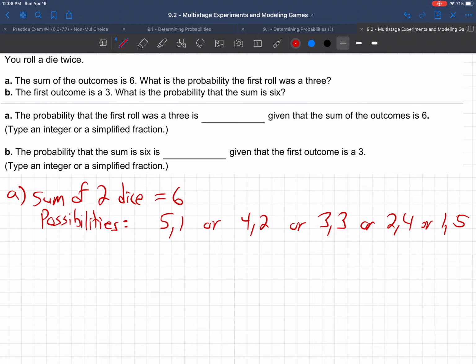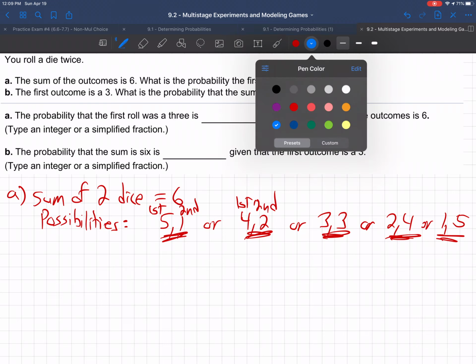Okay, so there's the various possibilities. You get a 5, 1, 4, 2, 3, 3, 2, 4, 1, 5 on the first and then second roll. This is the first roll, second roll, first roll, second roll, etc. So as you roll the 2 dice, you got a total of 6. You rolled 2 dice, and the sum added up to be 6. So you had to have one of these 5 different things happen.